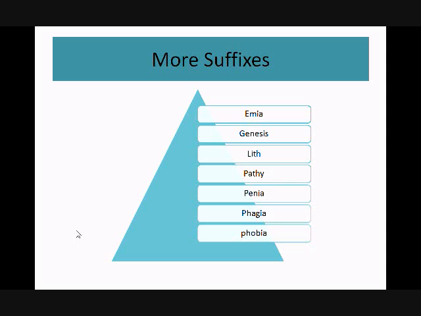Pathy or path, disease. So when we talk about pathology, we're talking about the study of diseases. Penia, not to be confused with penis. For some reason, students always erase that A and somehow magically put their own S at the end of it. But penia is just decreased. Phagia, hunger. And once again, phobia, which is repeated twice. I wonder why. Anyway, phobia once again is fear, or as I said before, abnormal fear.